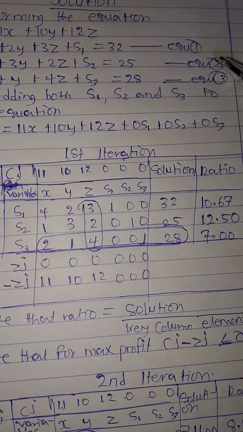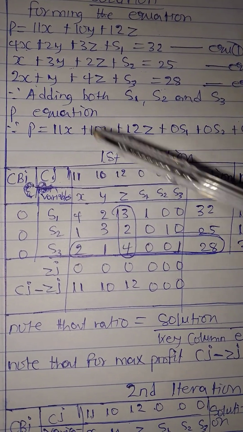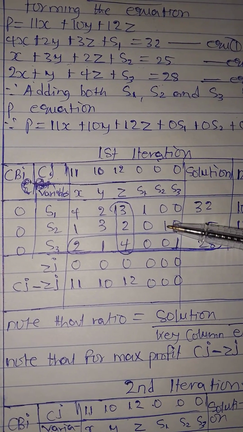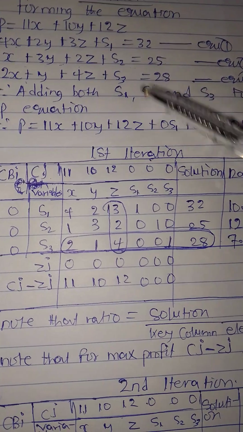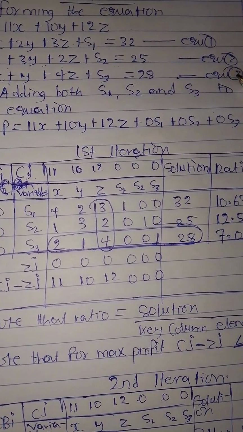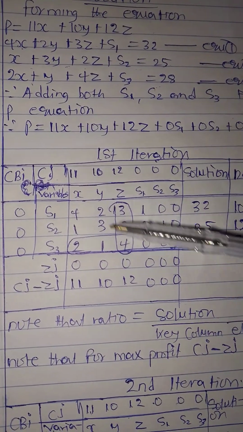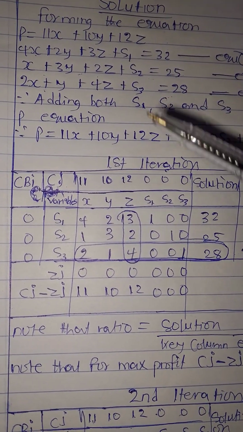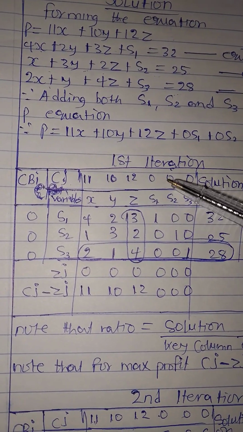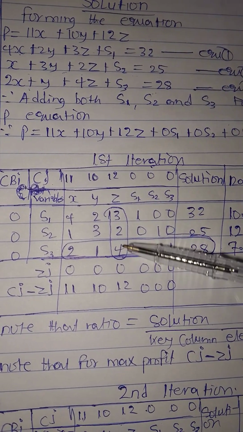Now next thing, for equation 2, the value for x is 1. Value for y is 3. Value for z is 2, and value for x2 is 1. If you check equation 2, I don't have x1 and x3, so I put 0 and 0. Again, I come for equation 3. The values of equation 3 are: x is 2, y is 1, z is 4, and the value for x3 is 1. Okay, and in equation 3 we don't have values for x1 and x2, so I put 0 and 0.